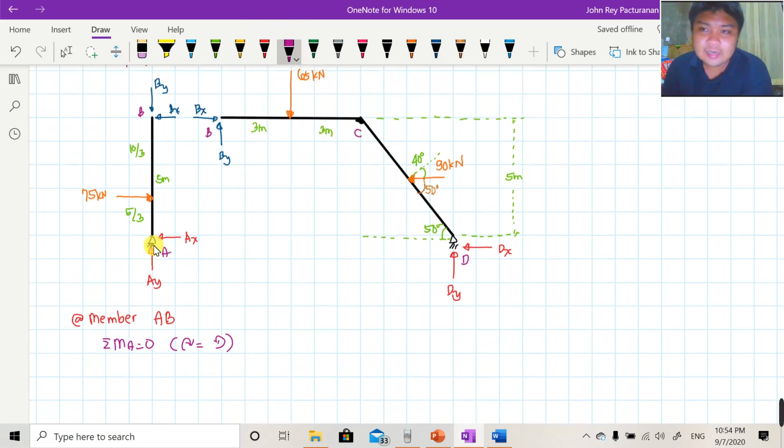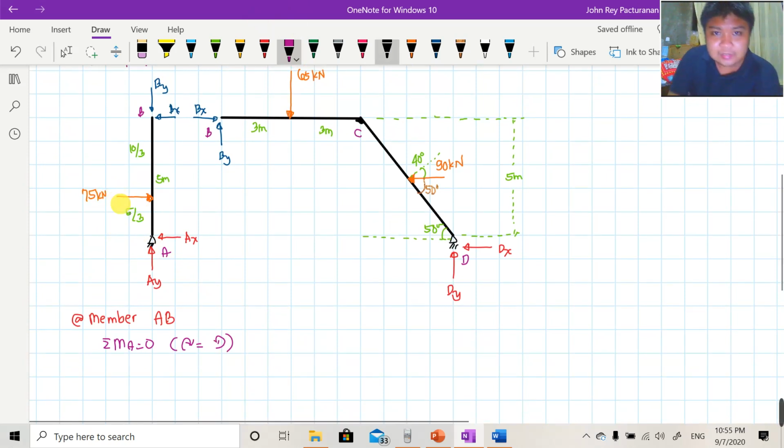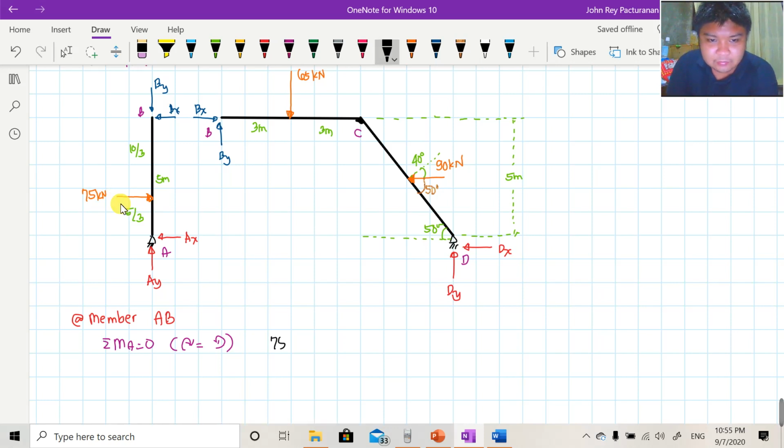So that is equal to clockwise moment equals counterclockwise moment class. So from point A, ang clockwise moment natin is the 75 kilonewton, right? So that will be the clockwise moment class. So therefore, ilagay natin siya 75. And the moment arm is yun na nga, 5 over 3. On the other hand, the value of Bx will be multiplied by 5. Okay, so tama ba? That will be equal to 5, yes.